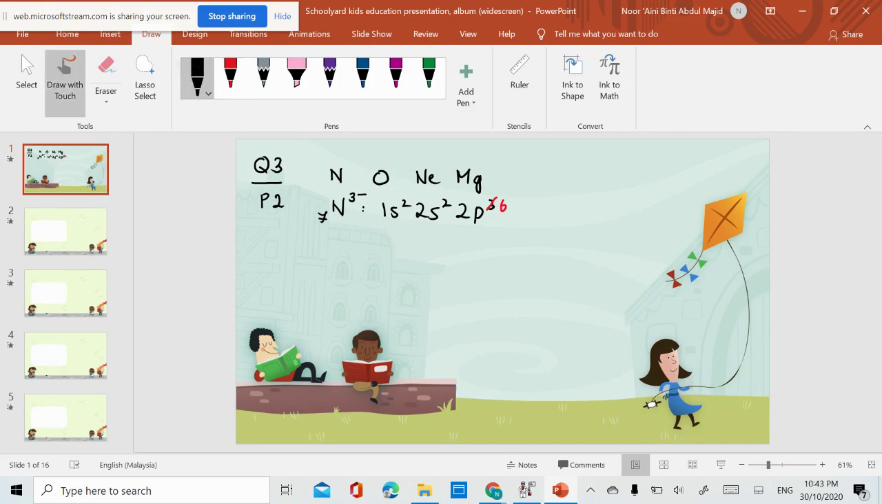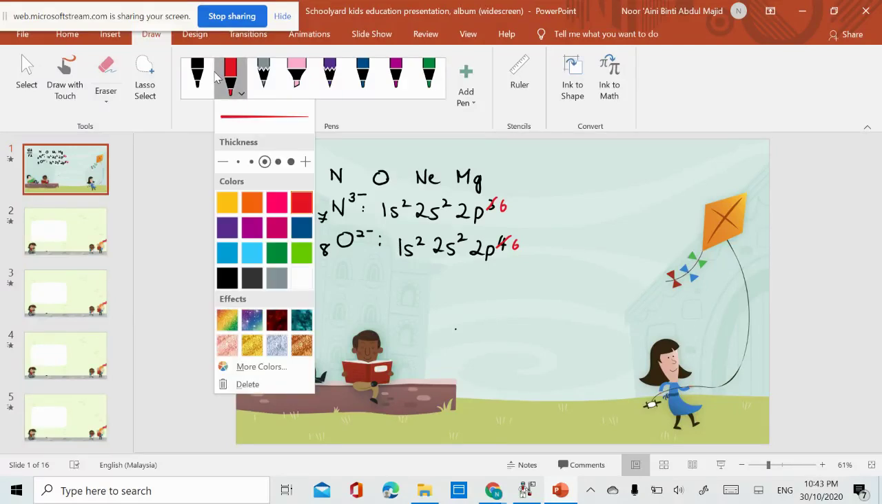Similarly, for oxygen, oxygen is just next to nitrogen, 8, and its original configuration is 1s2, 2s2, and 2p4. And when it becomes ion, of course, it needs 2 more. And oxygen will have the charge of 2 minus. And finally, again, the configuration at the end will be 2p6.